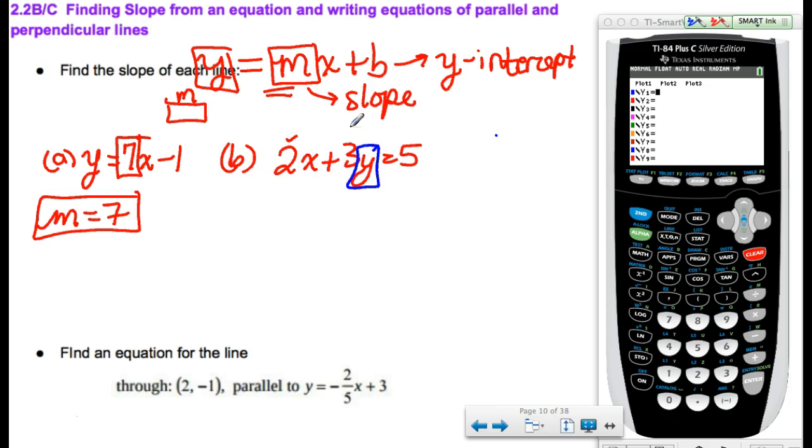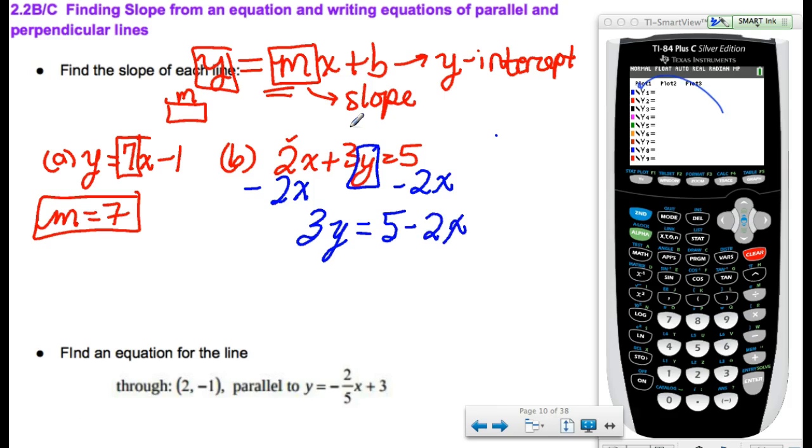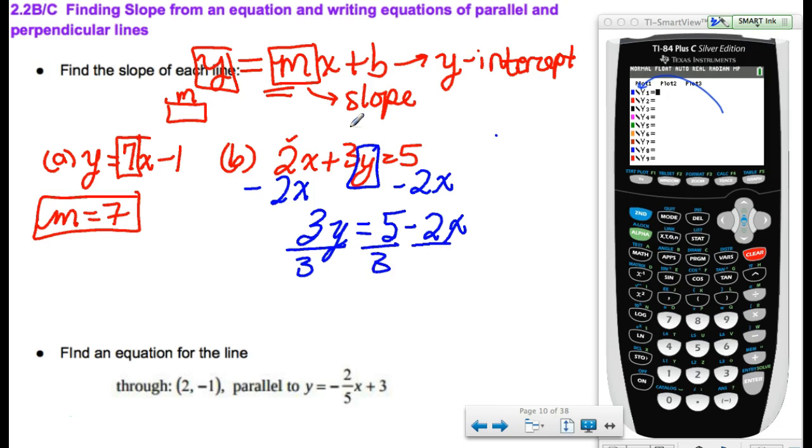All right, so I need to subtract 2x from both sides. I'm going to try to get y all by itself. And I get 3y is equal to 5 minus 2x. I can't enter that. Notice this doesn't say to enter 3y. It says to enter y. So I have to divide every single term by 3. And I get y is equal to 5/3 minus 2/3 x. And the slope is what's in front of the x.